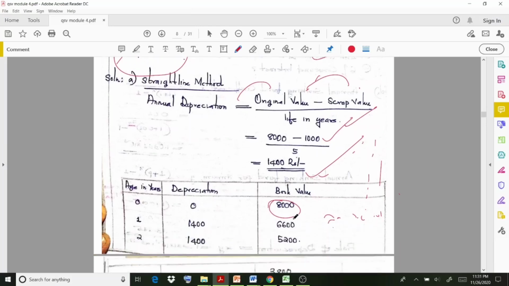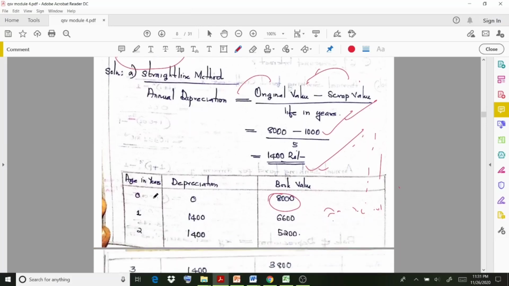And our next aim is to calculate for each year how this depreciation is going to happen, and what about the book value?